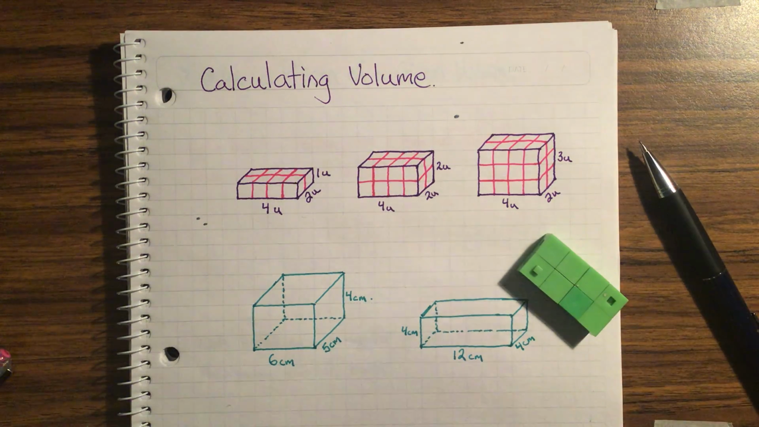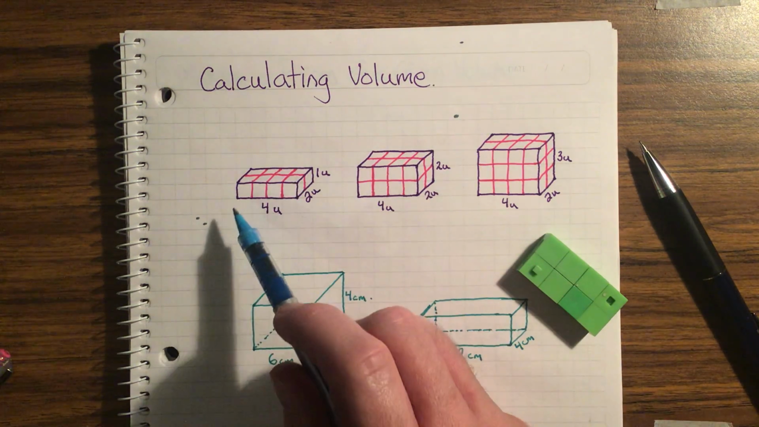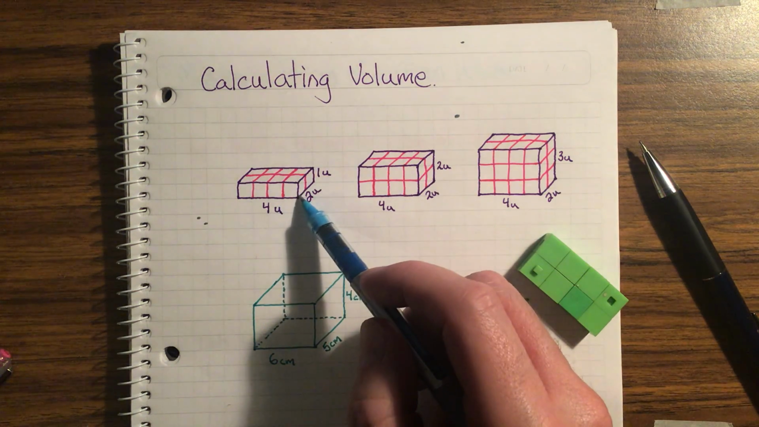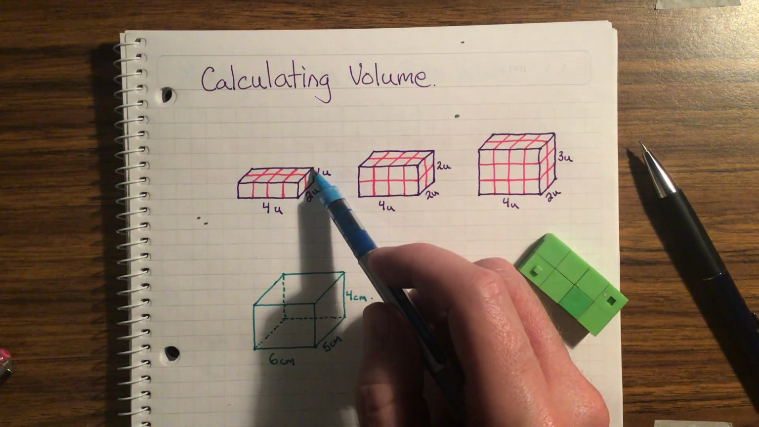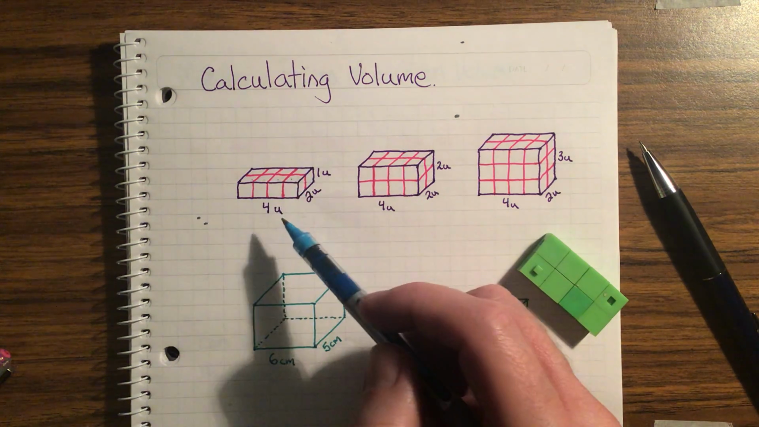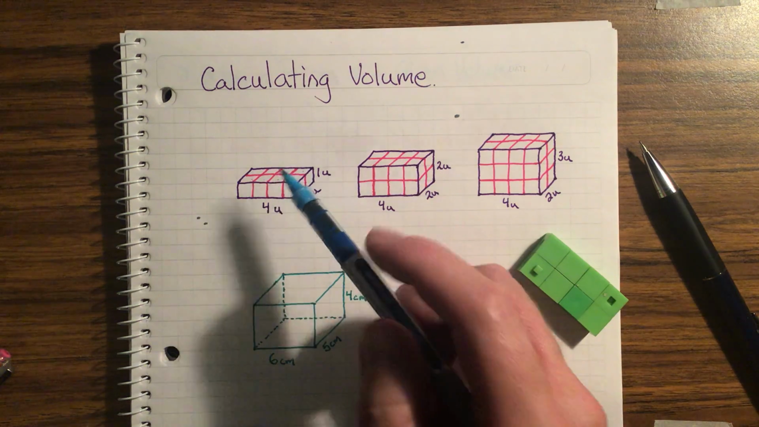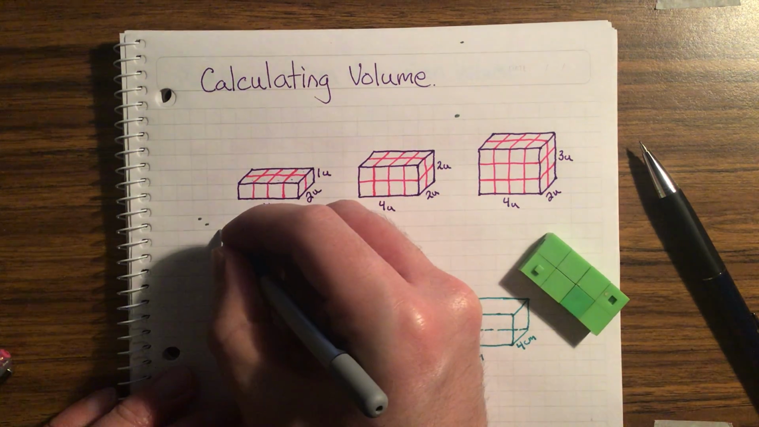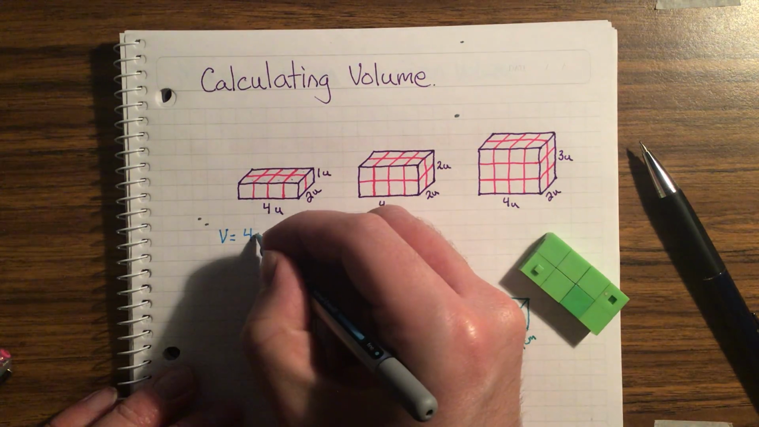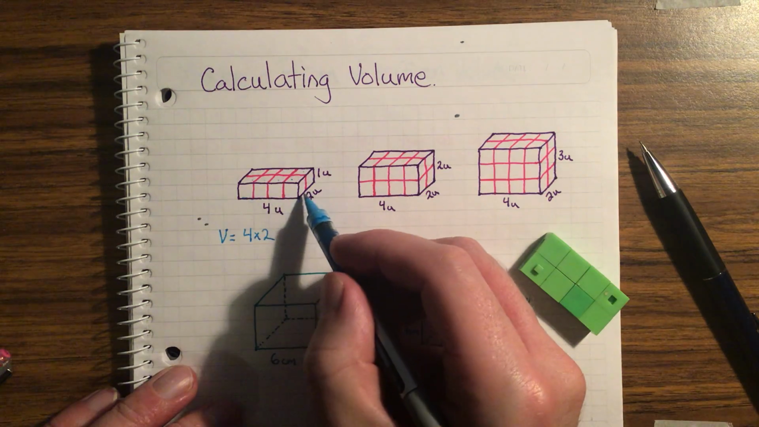Let's take a look at the first one. The first one is only one set of cubes high. It's 4 cubes long, 2 cubes wide, and 1 set of cubes high. So you can see it's 1, 2, 3, 4 times 2. There's 2 4s. There's 8 cubes in this. So the volume is equal to 4 times 2, which is my length times my width.